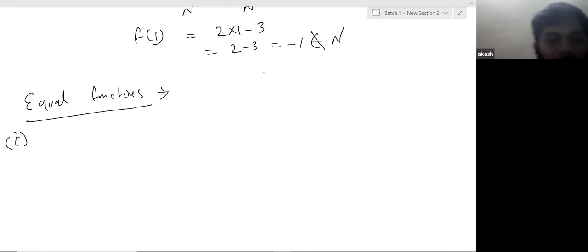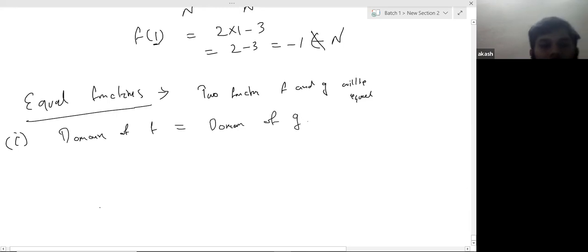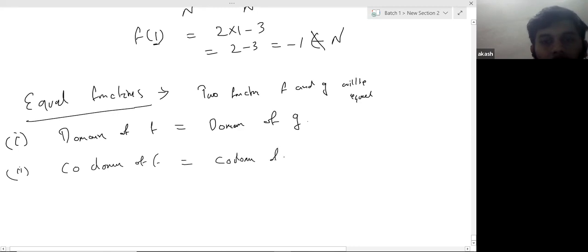Okay, let's see. Let's write down two functions f and g will be equal when the condition is domain of f should be equal to domain of g. All right. Codomain of f equals codomain of g.